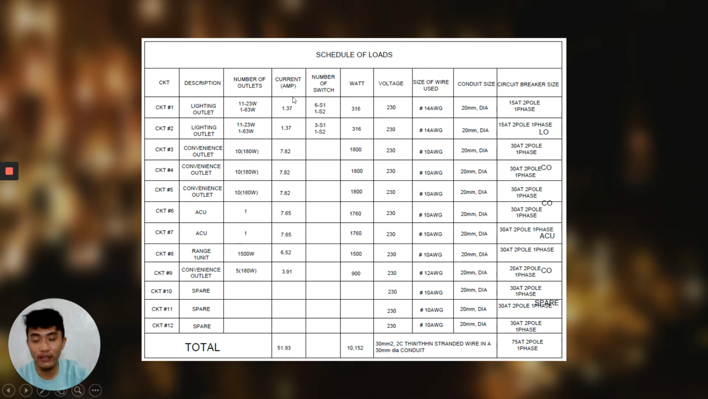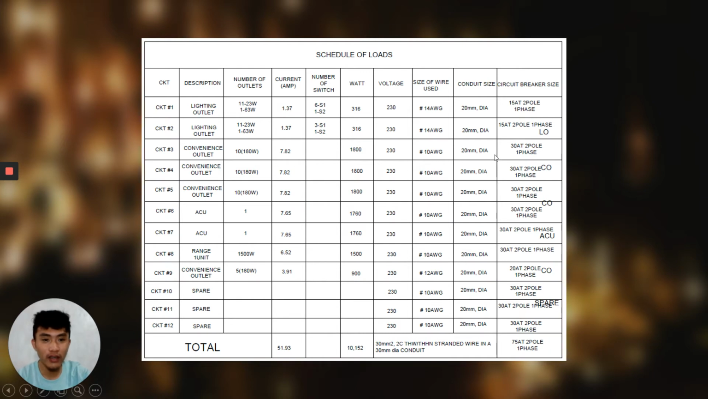It also has its specific current that it can hold, the number of switches, the wattage, the voltage, the size of wire used. So this is very important, the size of wire used, because we can't just use a single type or size of wire for all of the electrical wirings. We have to take note that a specific wire has its specific capacity.